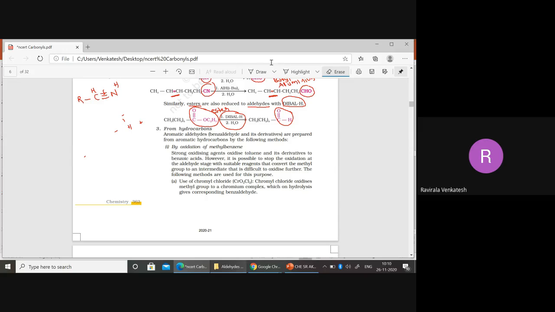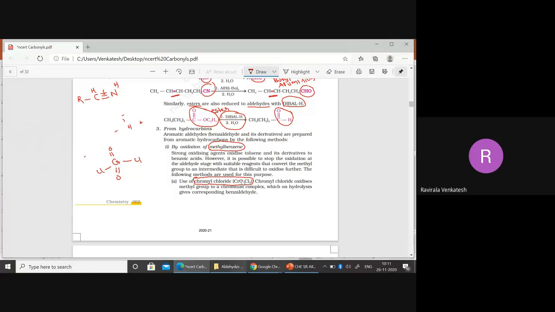Right, okay. Let me see, this is also something important. By oxidation of methyl benzene. In this case, what will we take? Chromyl. Remember this one well. You don't need to read all these things. Simply you take chromyl chloride. What is chromyl chloride? CrO2Cl2. It looks like this: CrO2, double bond O, Cl and Cl like this. Chromyl chloride has 2 chlorines, 2 oxygens. Very important one, chromyl chloride.